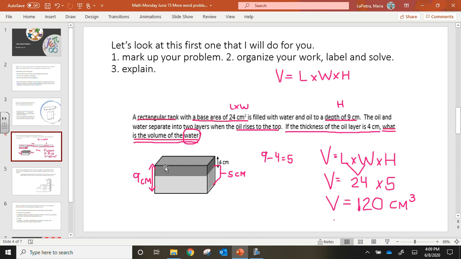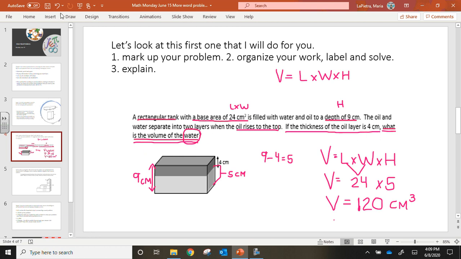When they said it's 9, I marked it over here from top to bottom is 9. The oil and water separated into 2 levels, and the oil rises to the top, and they said that was 4 centimeters. So how much is left for the bottom part? And we'll get to that in a minute. If the thickness of the oil layer is 4 centimeters, what is the volume of the water?